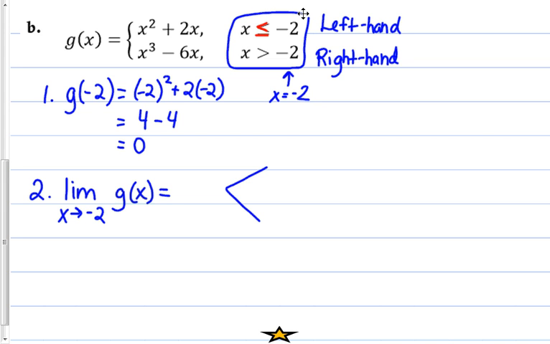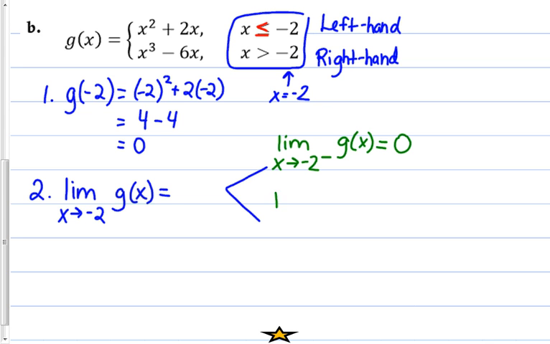So let's see, the limit as x approaches negative 2 from the left side. That means I'm going to plug it into the left part of the piecewise function. Oh, but wait, we kind of already did that. The left-hand part is the top part, and for 1, we already did that, so I know that this is going to equal 0. I'm just saving you steps.